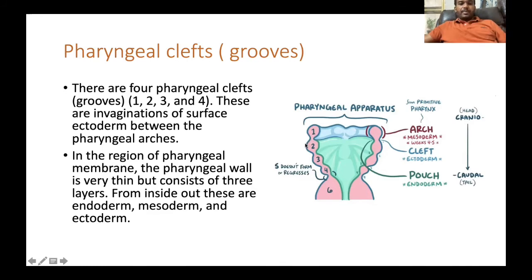In the region of the pharyngeal membrane, the wall is very thin but consists of three layers. From inside to outside, this is the endodermal lining, then the mesoderm of the arch, and the outer one is the ectoderm. So endoderm, mesoderm, ectoderm.